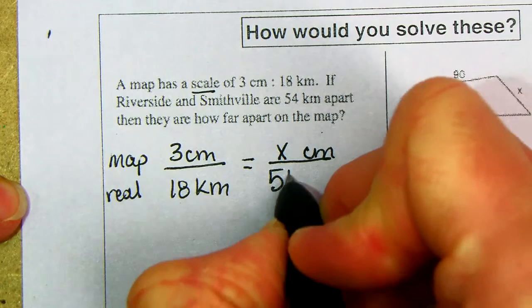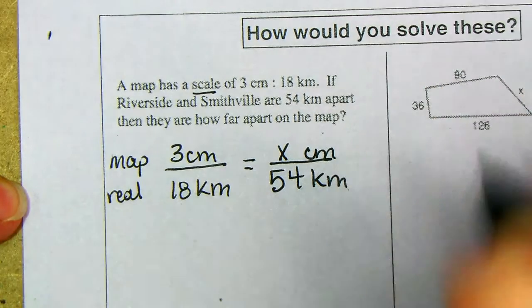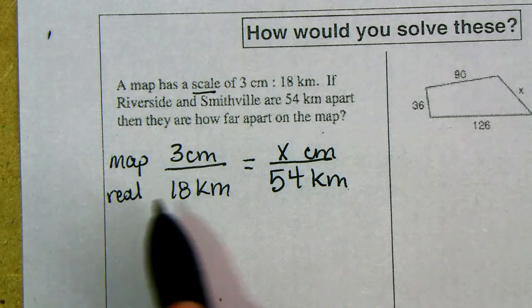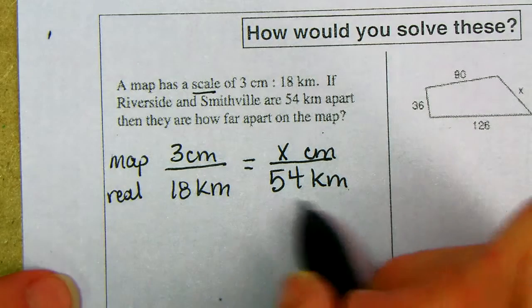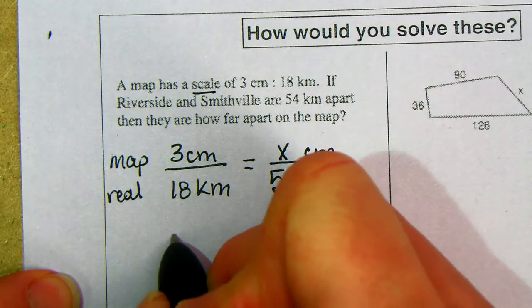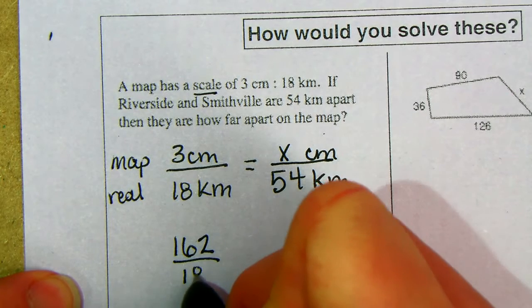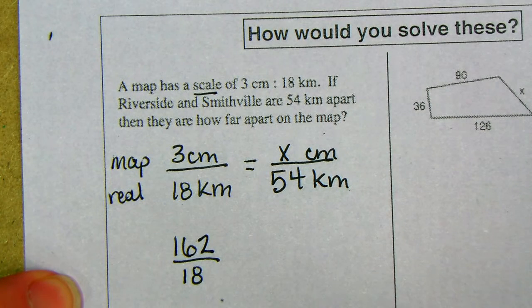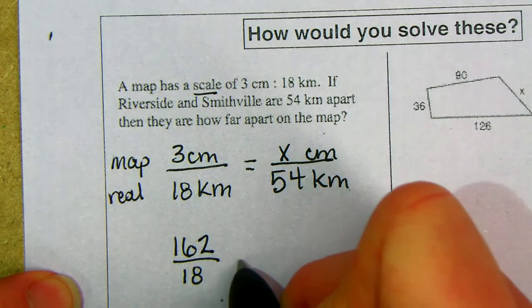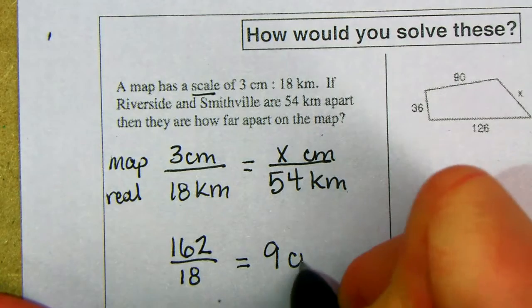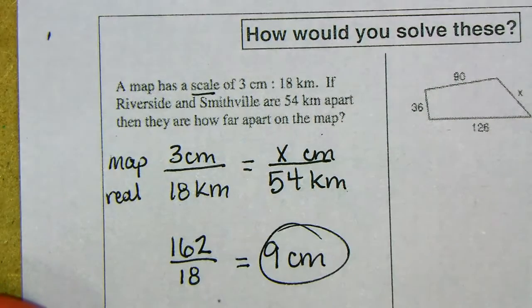Okay, so 3 times 54 is 162. Divided by 18, and I am pretty sure it is going to be 9. Yes, it is. So 9 centimeters. So I set up a proportion, I cross-multiplied and divided. That's how I did that one.